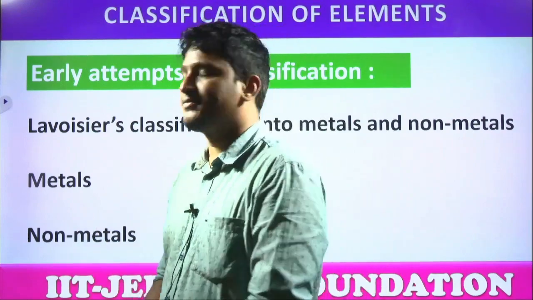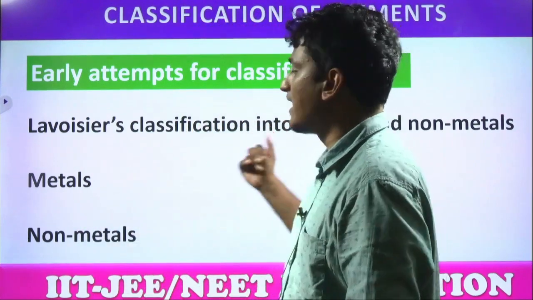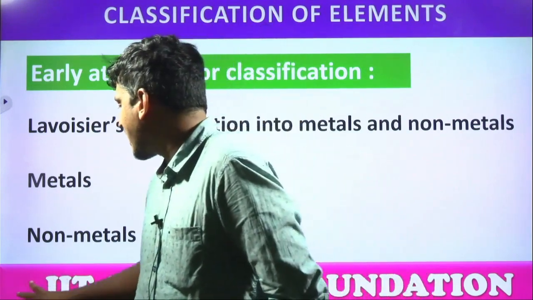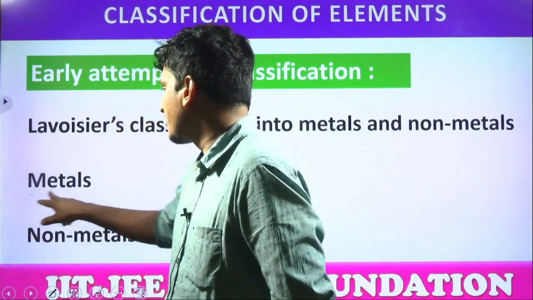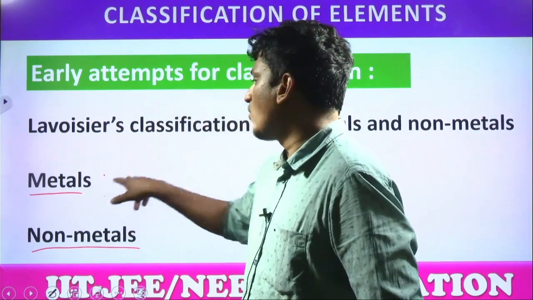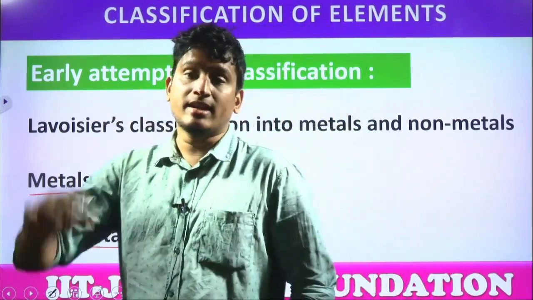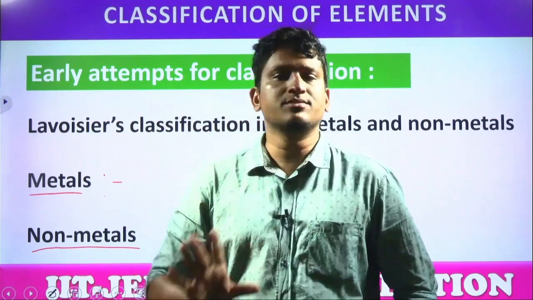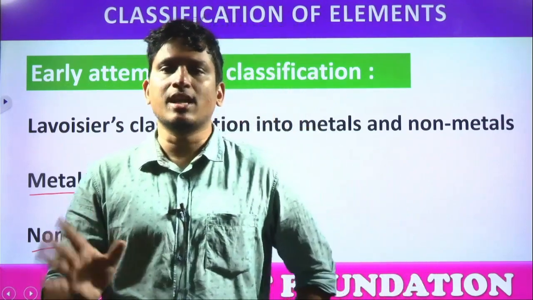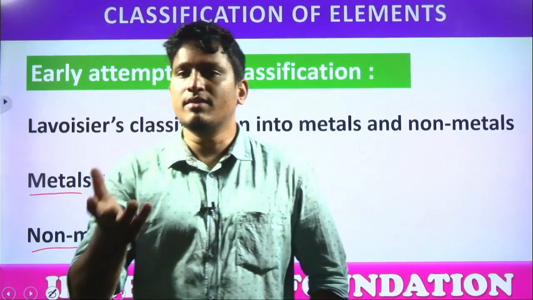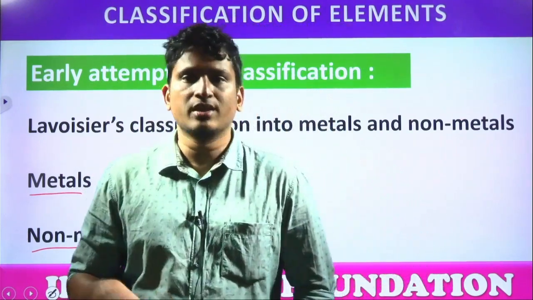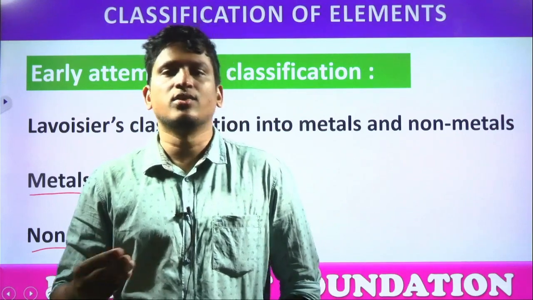The very first classification is given by the scientist Lavoisier. Lavoisier classified the elements into metals and non-metals, mainly two groups, students. So what are metals, students? At that time, around the 1860s, only a few elements were there, and only these few elements were classified into metals and non-metals. How can we define metals? Metals means elements which are lustrous in nature, malleable, ductile, sonorous. They are called metals.